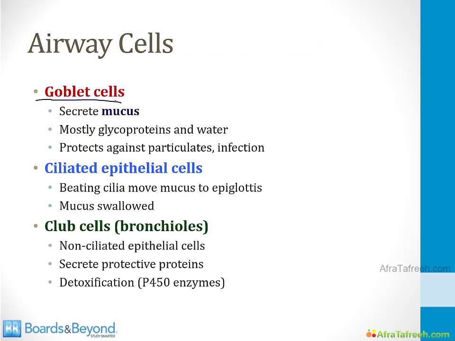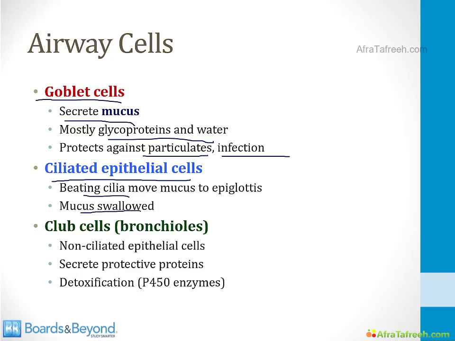Goblet cells are cells that secrete mucus. Mucus is made up of mostly glycoproteins and water. As you may know, if you've ever blown your nose, it's very sticky. And its role is to protect against particulates. It captures a lot of particulates in the air and does not allow them to travel down to the alveoli. It also protects against infection. Other cells in the airway are the ciliated epithelial cells. These cells have beating cilia that move the mucus towards the epiglottis where it is ultimately swallowed.